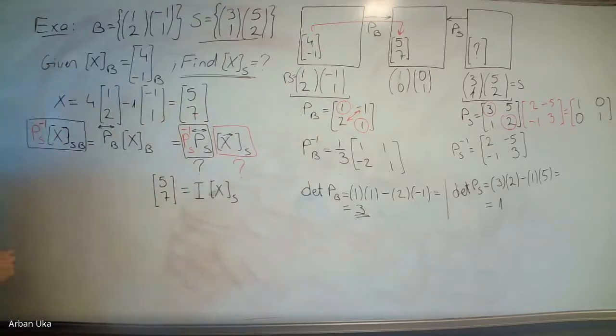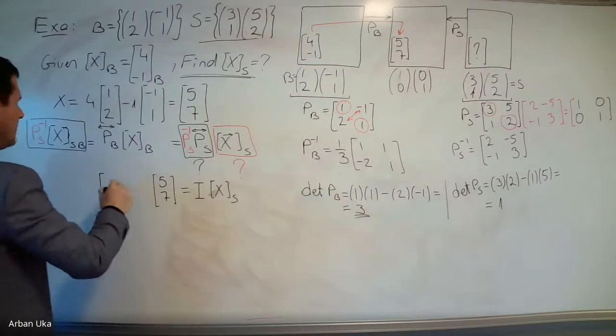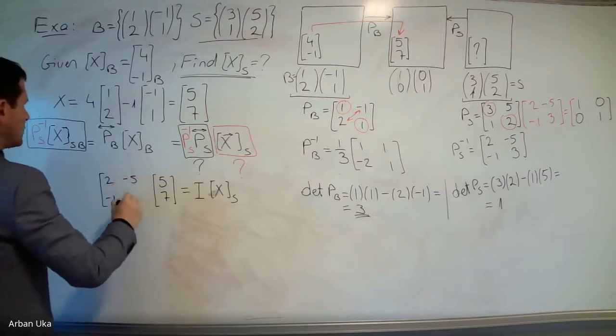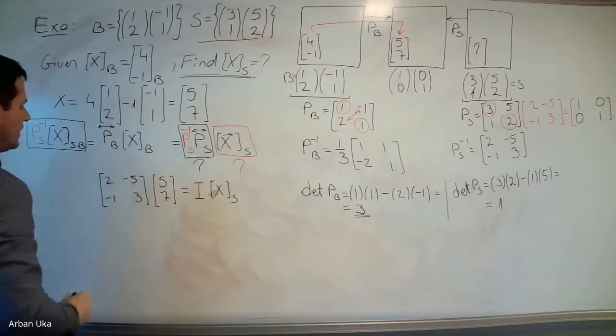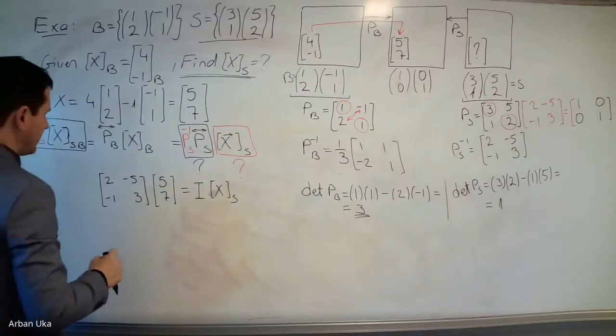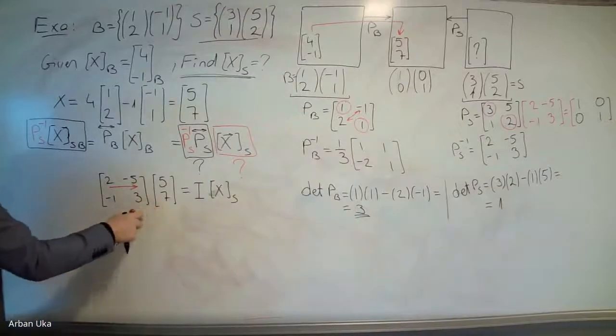Okay? And we multiply this with PS inverse. PS inverse, we get it right there, which is 2 minus 5 minus 1, 3. So what is xs then? Can you help me here, Christy? I'm sorry, can you repeat the question? So what is xs? Can you find? Let's multiply this matrix by this vector.